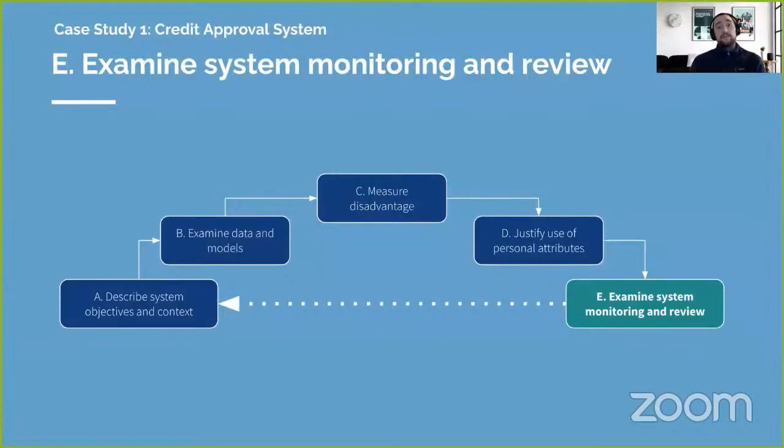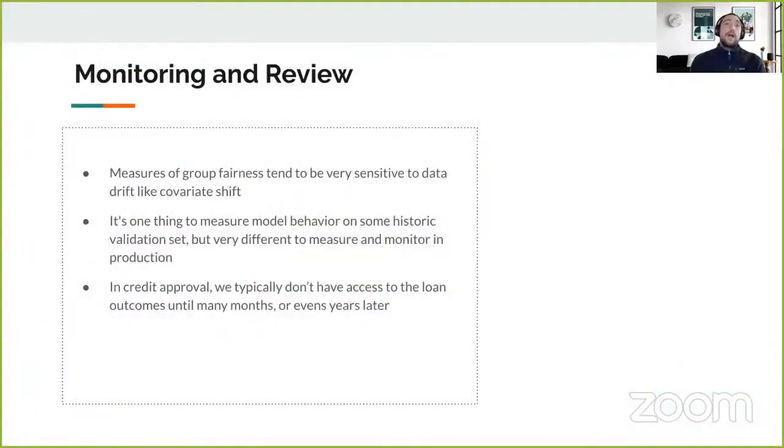The final step in the methodology is the system monitoring and review process. Again, I don't have time to go into this in detail here, but I do want to say that measures of group fairness do tend to be quite sensitive to data drift like covariate shift. And while it's one thing to measure model behavior on some historic validation set, there can be a bunch of new challenges to measure and monitor them in production.